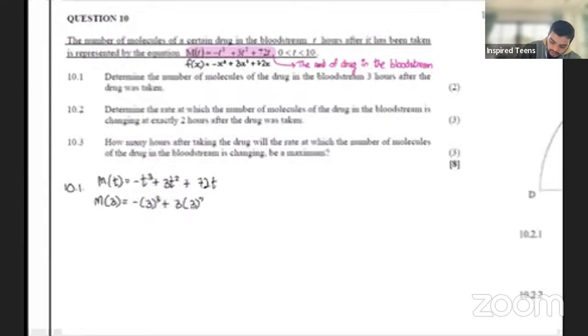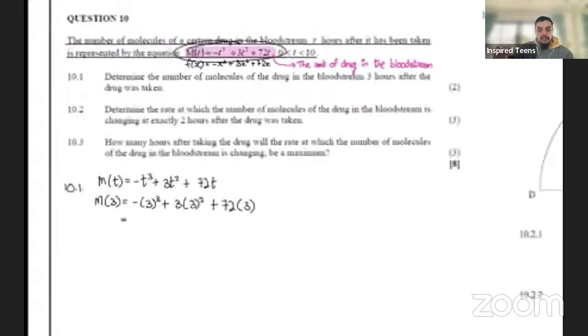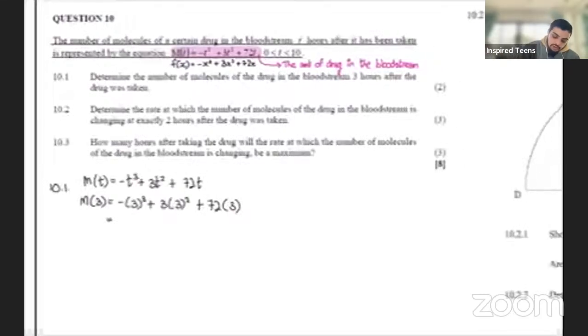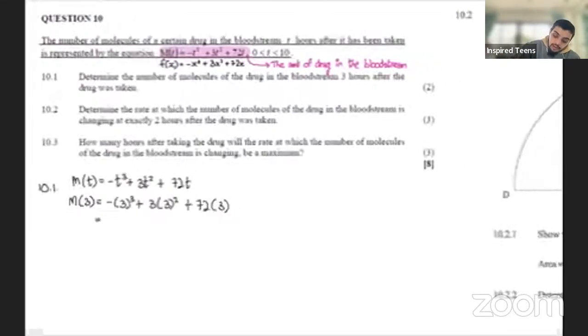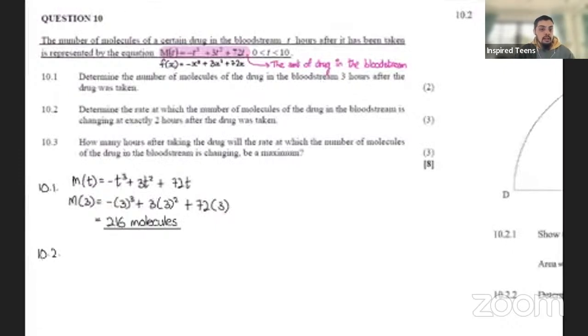They didn't ask anything complicated. They just asked us to use that formula, because it determines the amount of molecules of drug in the bloodstream. How do we get that? By this formula. It tells us the amount of drug in the bloodstream after 3 hours. So we just substitute 3 into that equation, and when we do this calculation, we get an answer of 216 molecules. The unit here is molecules because the formula gives you the number of molecules.